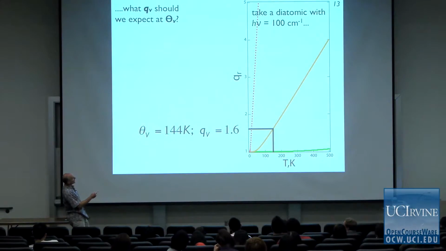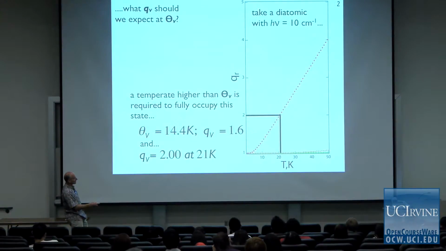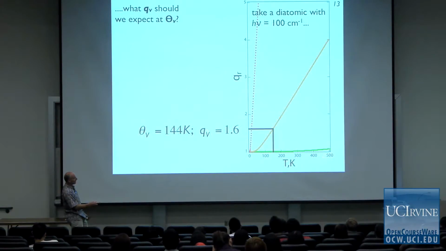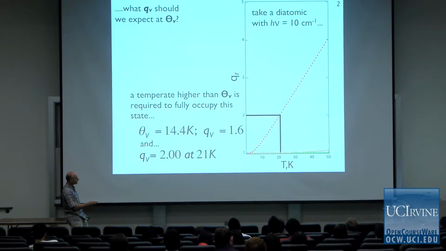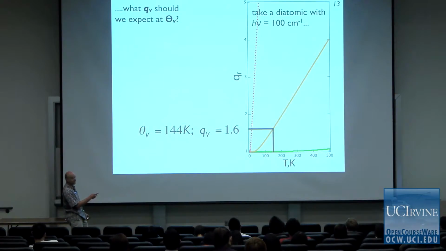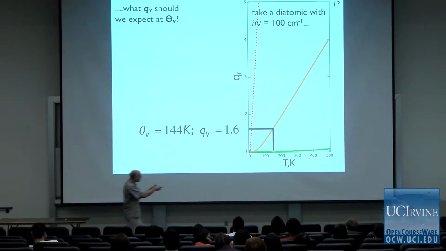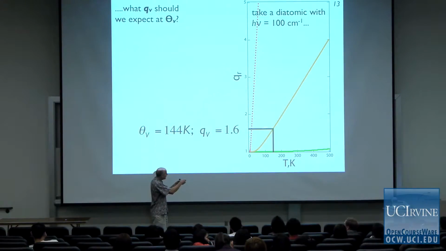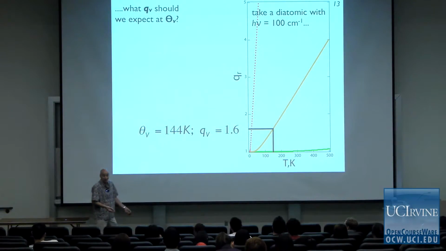Now, here's that plot, I blew this up. That's 500 degrees. Back here it was 50. So now I made it 500. Now this is a 100 wave number mode. So now that yellow line that was down here has blown up, there it is. Now the vibrational temperature for that mode is 144 Kelvin. But notice if I go to 144 and I go up to this plot, I get 1.6 again. The partition function at the vibrational temperature stays the same.